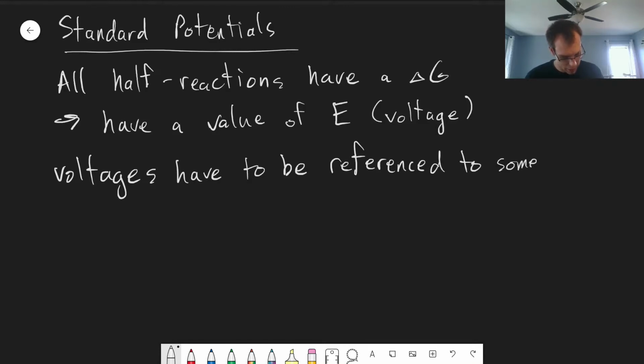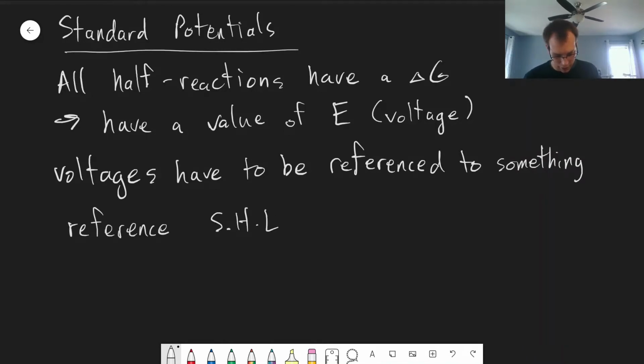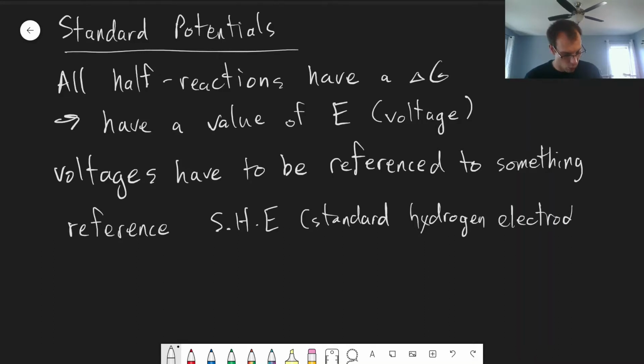We, being chemists many years ago, defined a standard electrode for referencing all of the half reactions to. And so the reference that we use is what's known as the standard hydrogen electrode. I don't know why this particular electrode was chosen. It's in fact a fairly annoying electrode to actually make in practice.